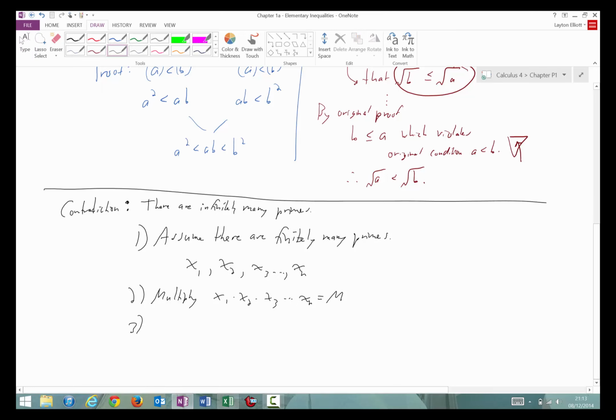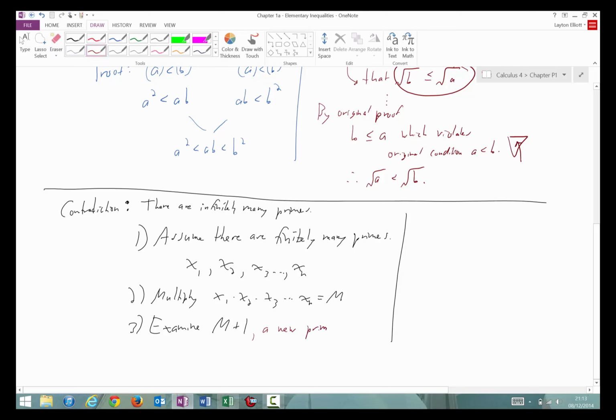Now, we are going to examine m plus 1. Okay, a couple years ago I did this, and I was convinced when I saw this that m plus 1 was just a new prime. I was wholly convinced of that.